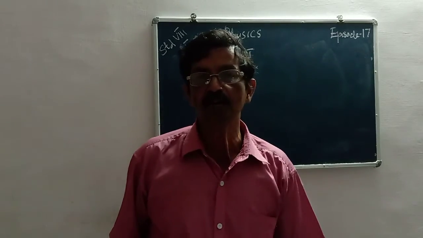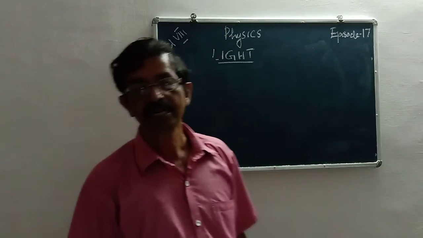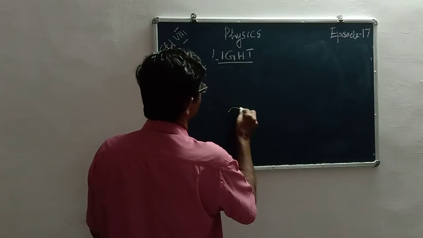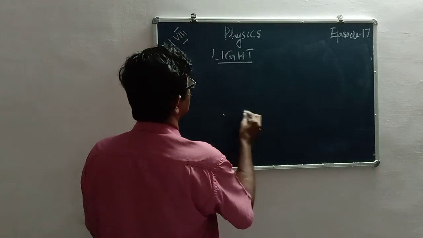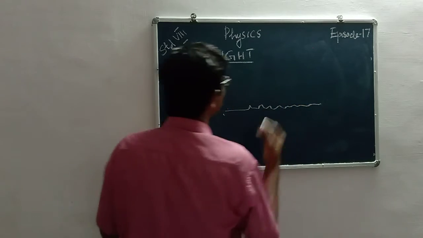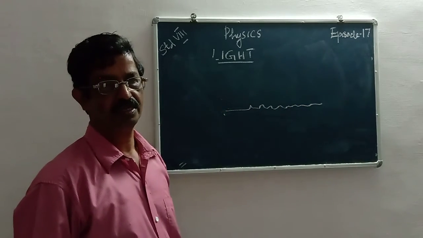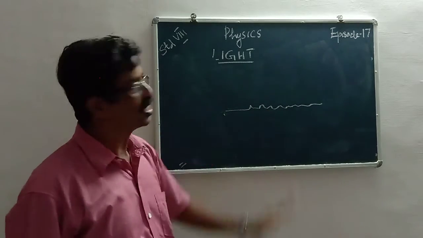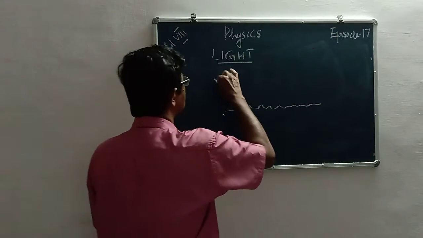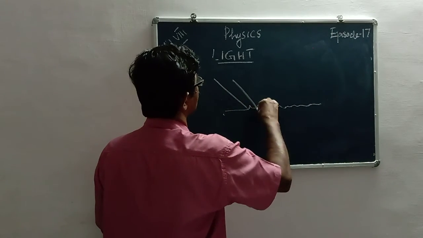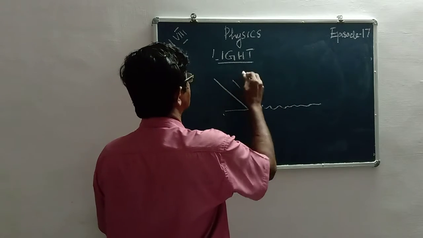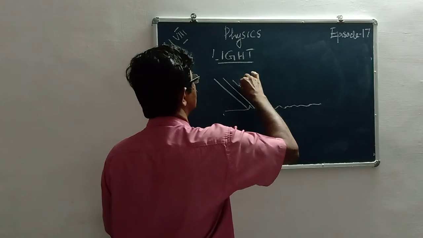Now, regular and diffused reflection. See, this is a plane surface, but it is not smooth. When light falls on this surface, here also it falls, here also it falls. That means parallel rays of light fall on this surface.